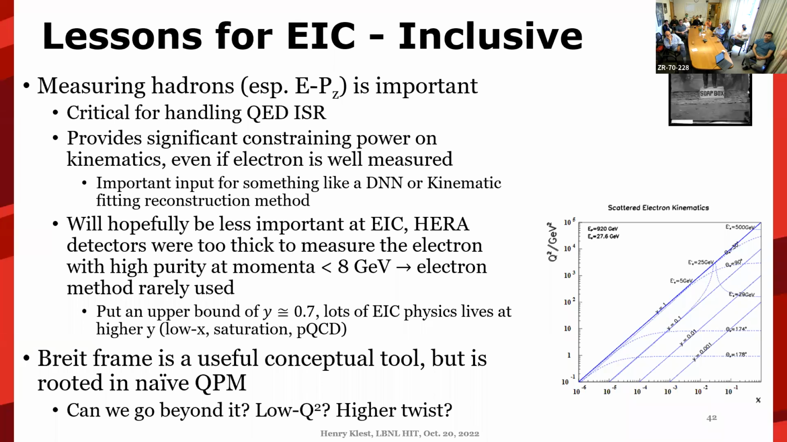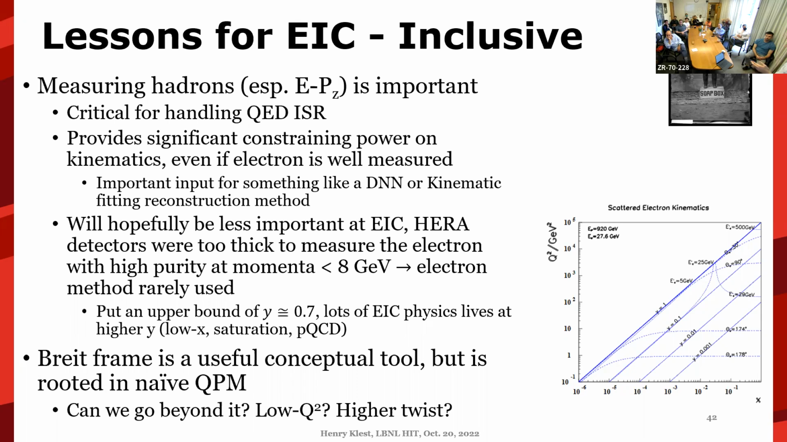So that's the reason behind my cuts in y, the inelasticity y, which is the direction of the diagonals in the x and Q squared plane. We really want, especially at the EIC, to be able to reach those very high values of y because for low x physics, the higher y you go, the lower x you can reach. And additionally, perturbative QCD predictions are typically most precise in the high y region.